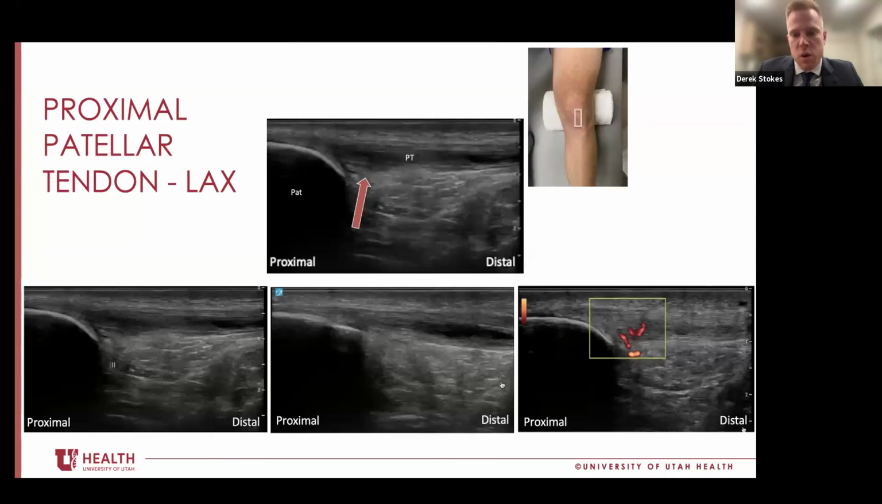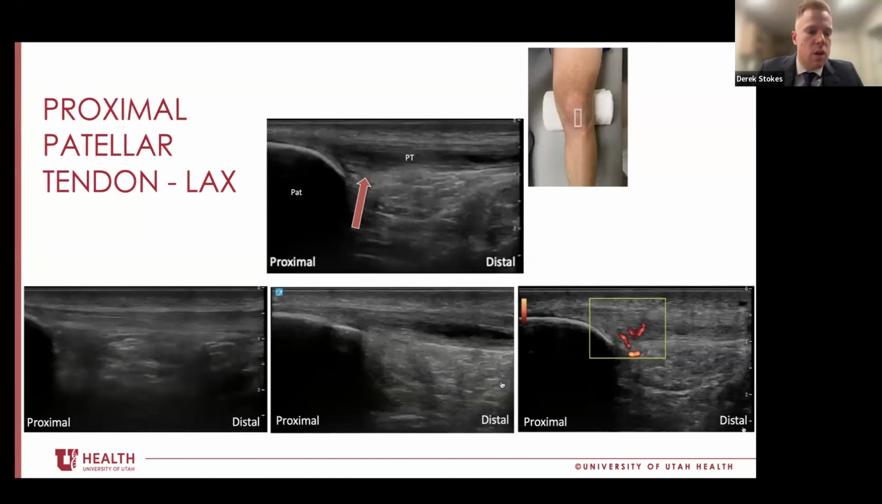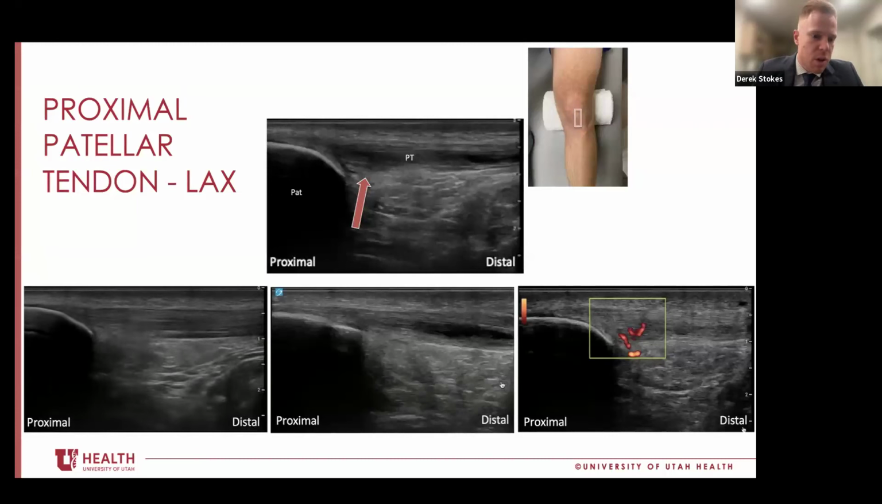Distally, on the picture to the right, you can see a little bit of an anechoic defect that's going to correlate to the area of focus that we pointed out on the MRI previously. And we'll look at that further in the next couple slides. On the bottom left video, we'll scan from a medial to a lateral position, looking at the origin of the entirety of the patellar tendon.